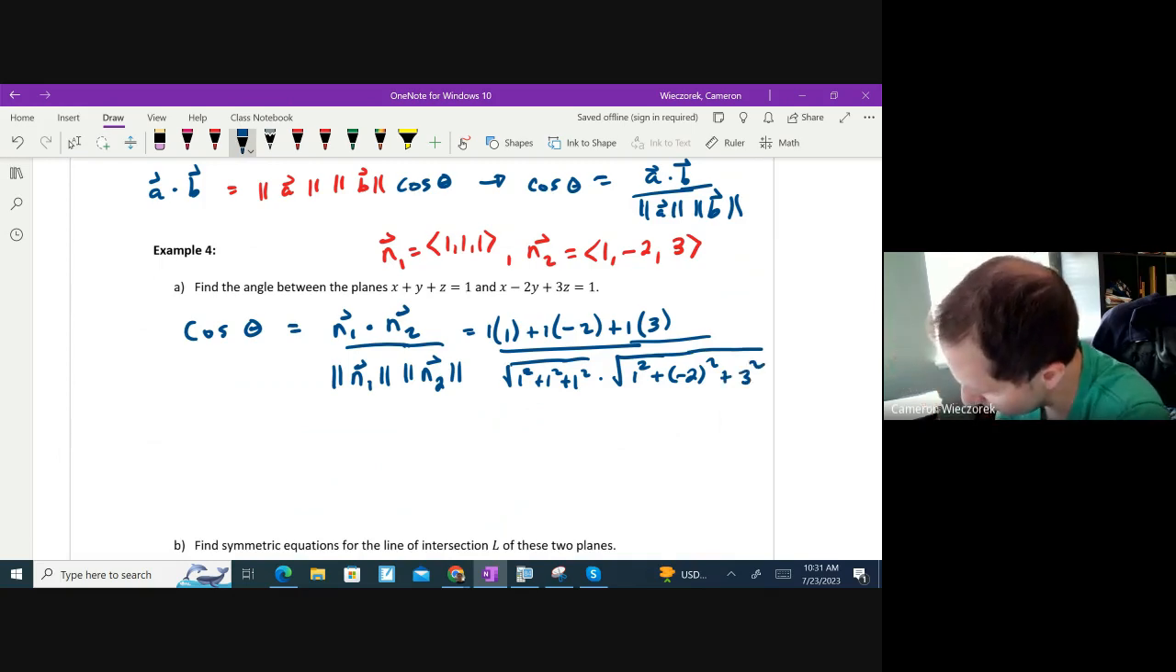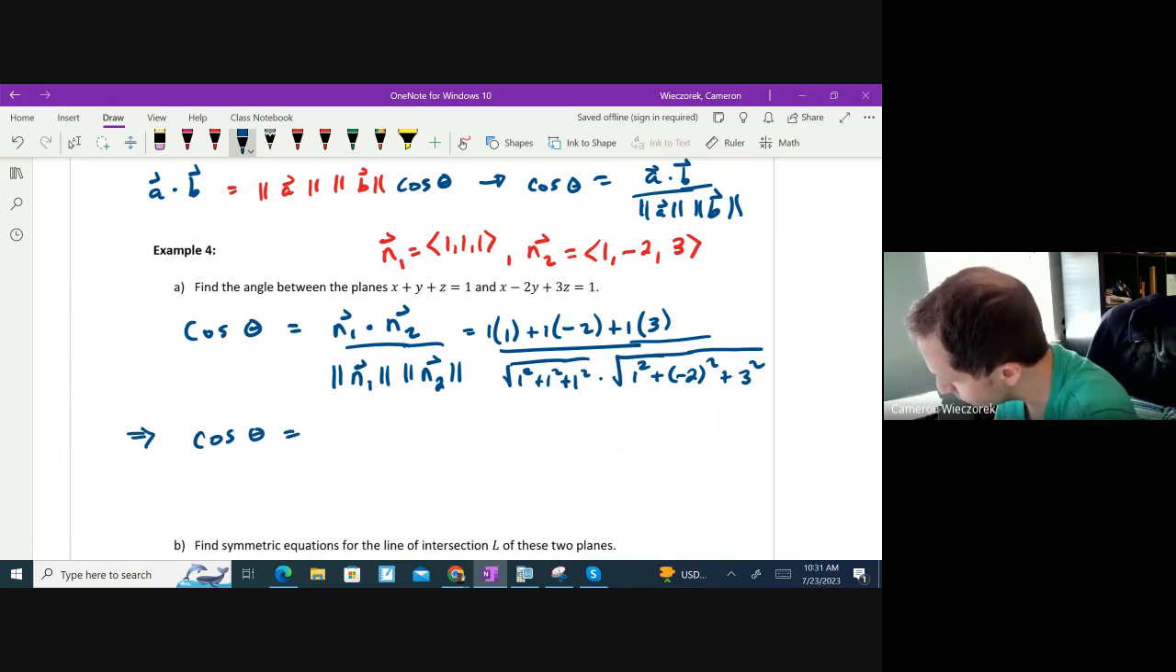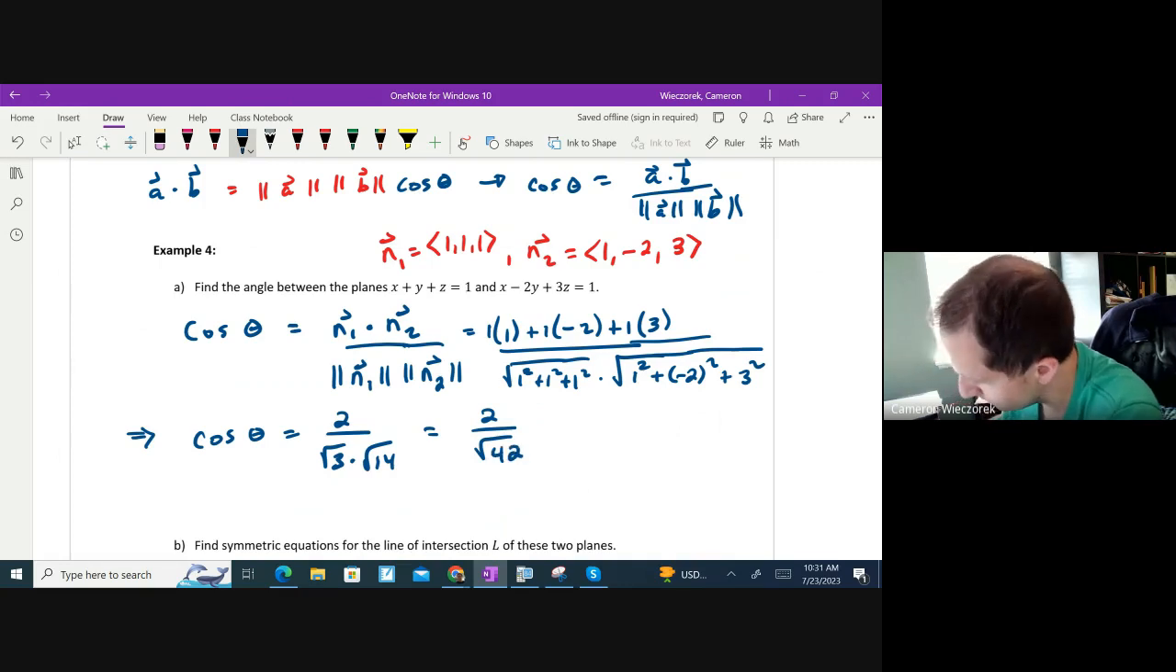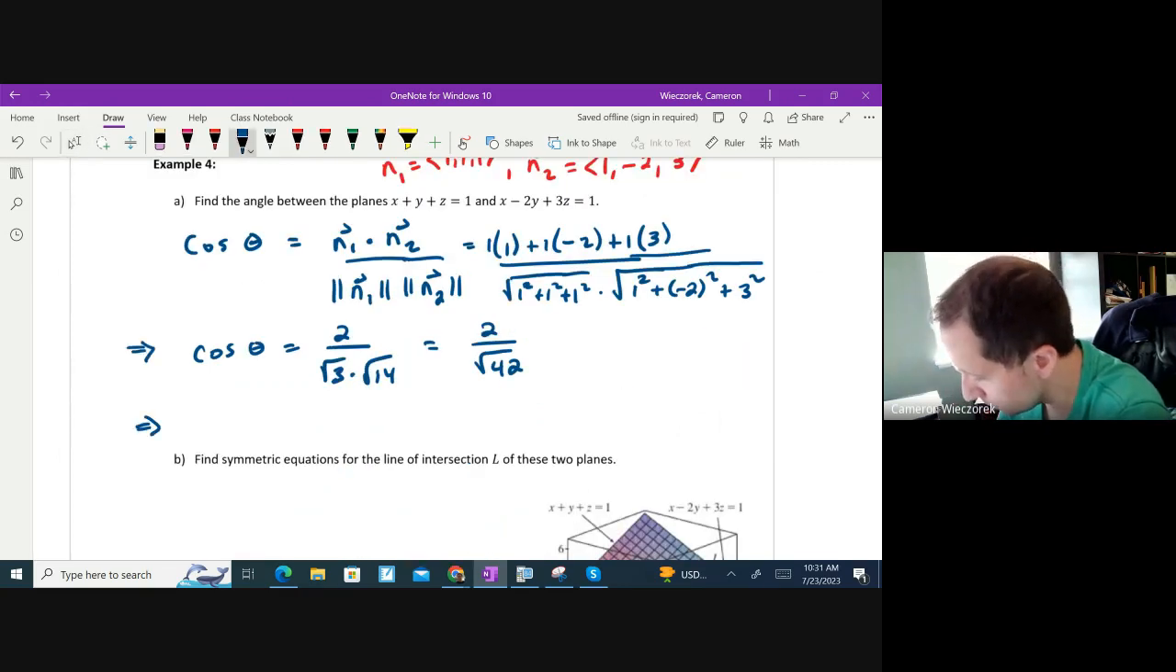Let's clean this up a little bit. So we end up with cosine theta equals 1 minus 2 is -1, -1 plus 3 is 2. On the bottom, rad 3 times rad of 4 plus 1 is 5, plus 9 is 14. So we get 2 over rad 42. And then we want the angle. So we're going to take the inverse cosine of both sides.